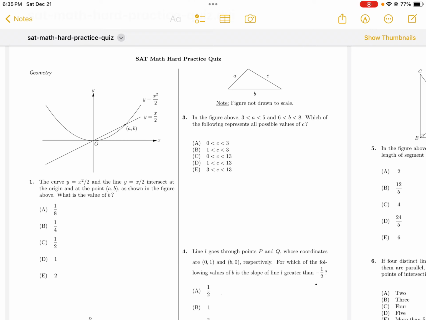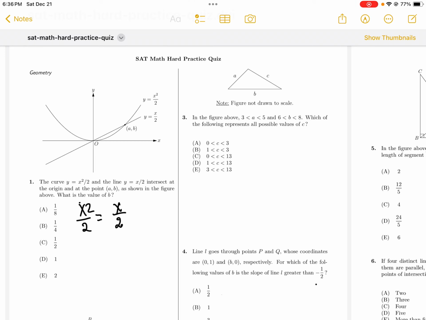The curve y equals x squared over 2 and the line y equals x over 2 intersect at the origin and at the point (a, b) as shown in the figure. What's the value of b? So we have to set the equations of the curves equal to each other. So I can write x squared over 2 is equal to x over 2.